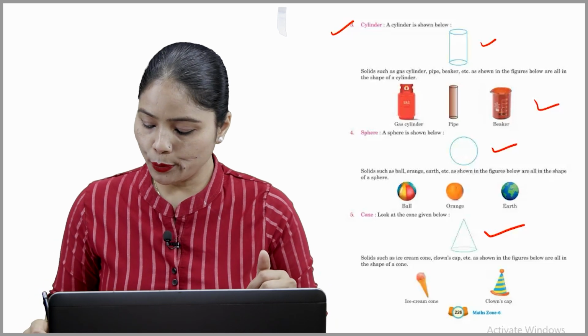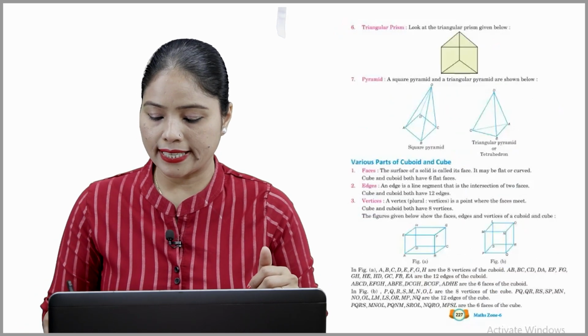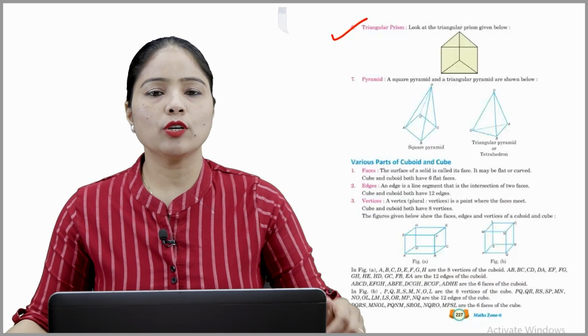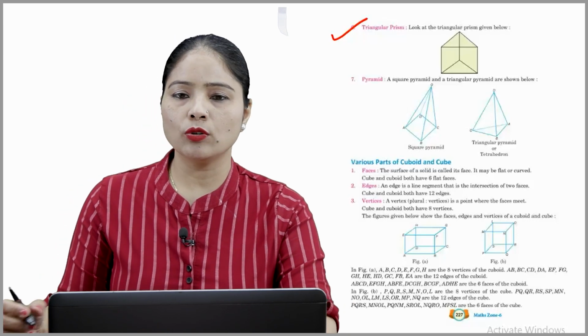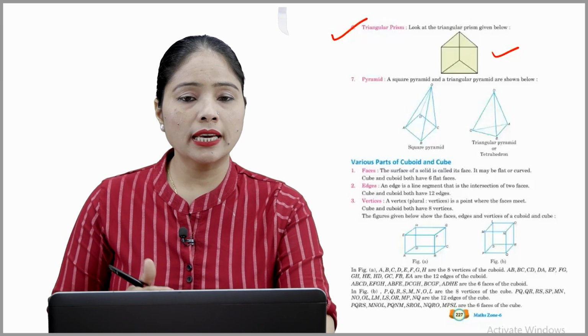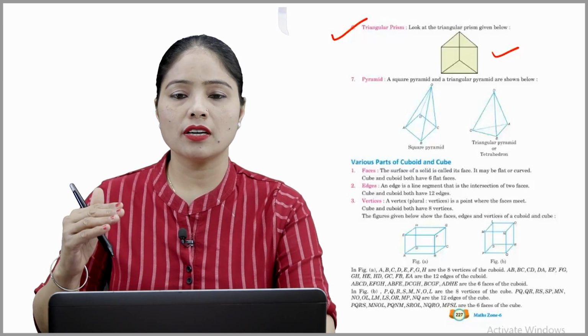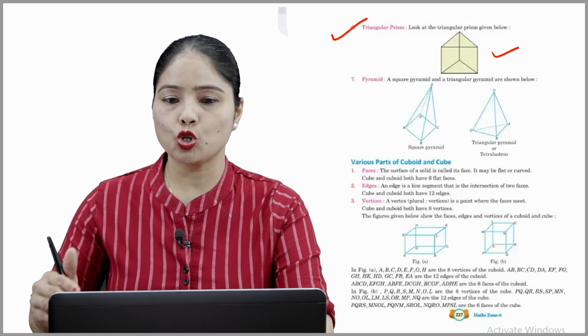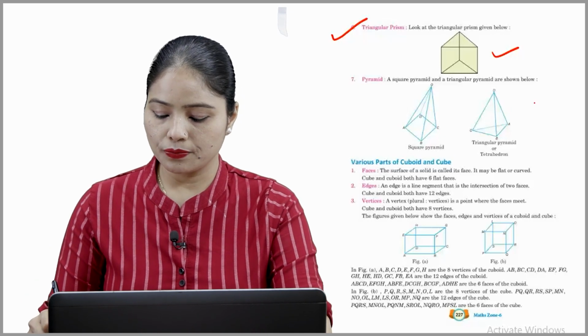Okay beta, I hope you understood well. So now move on next. Sixth part is triangular prisms. Look at the triangular prisms like this. After that, what is a pyramid? A square pyramid and a triangular pyramid are shown below like that.